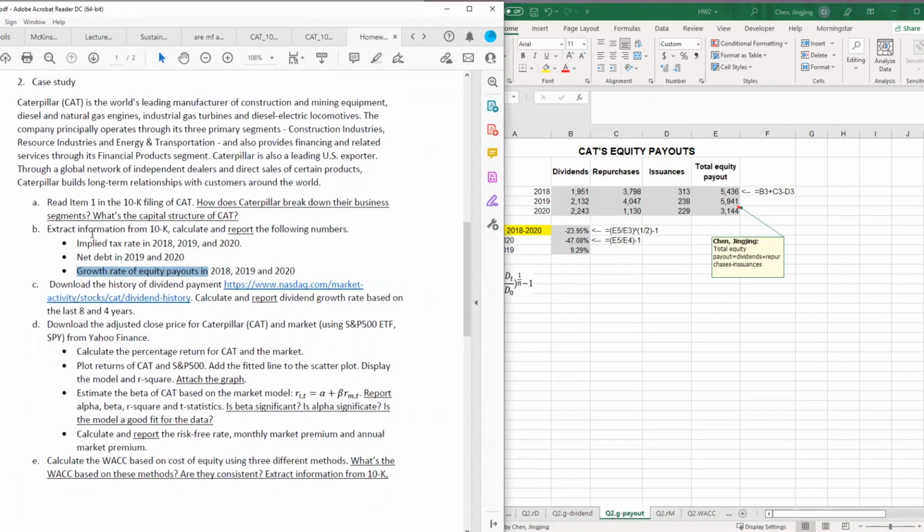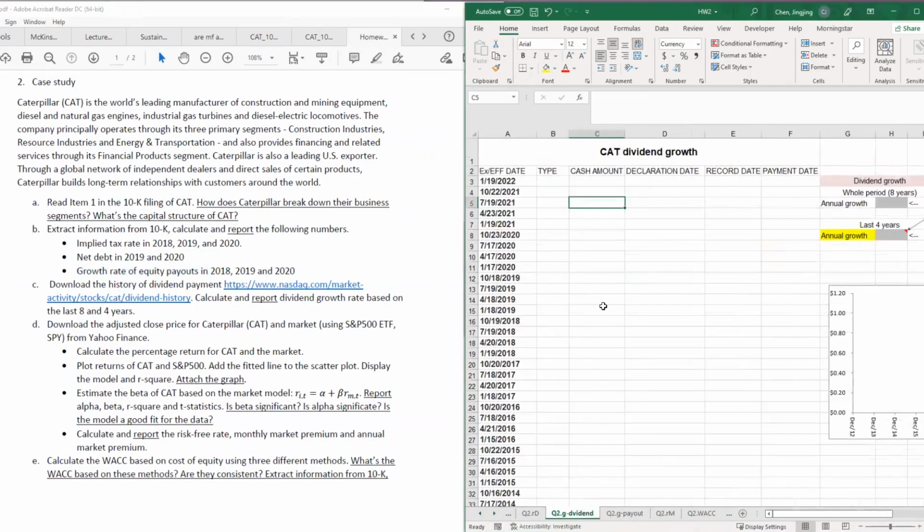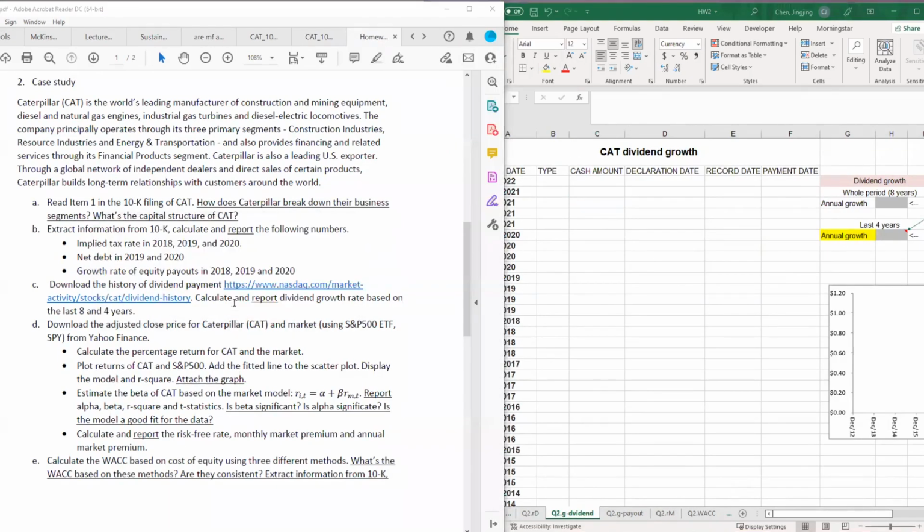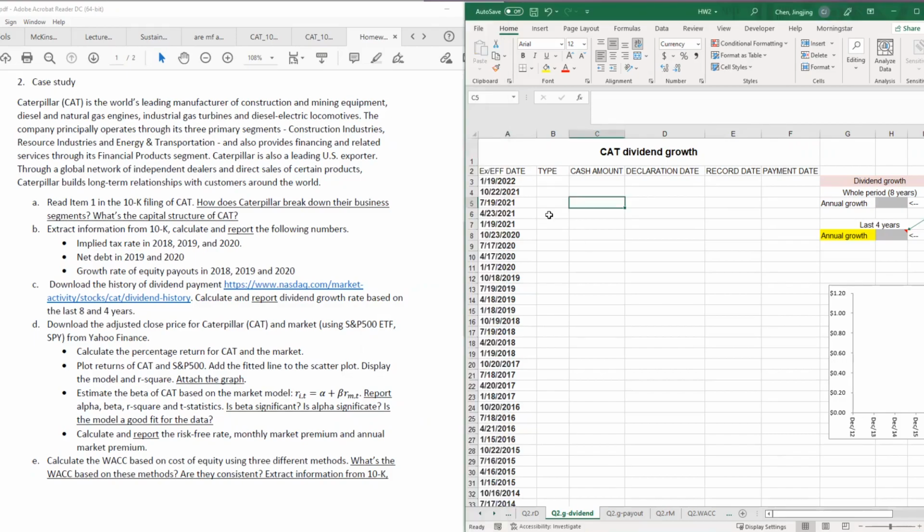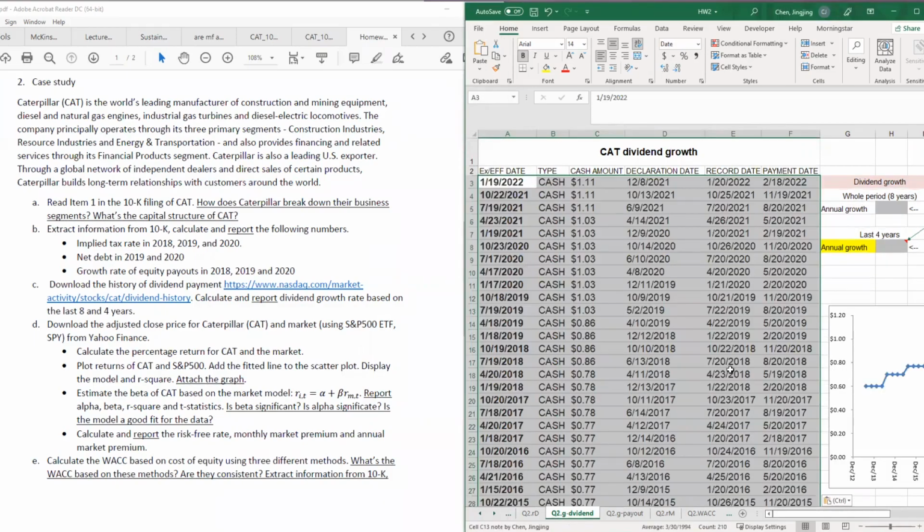Now that we finished question B, question C is related to this spreadsheet here for calculating the dividend growth. We first need to extract information about the firm's historical dividend payment. How to extract it, I provided the link here. Usually NYSE will contain all that information for the dividend. So you can just go ahead and use this link, copy all the information from the link, and then paste.